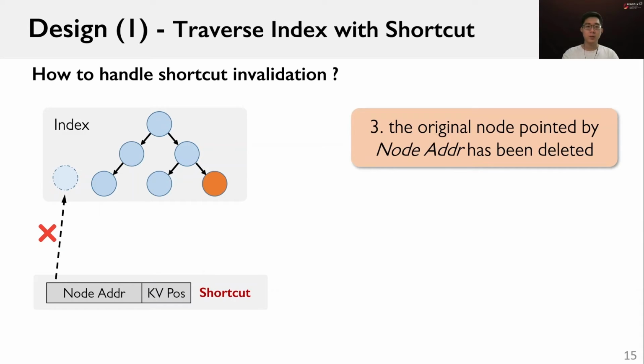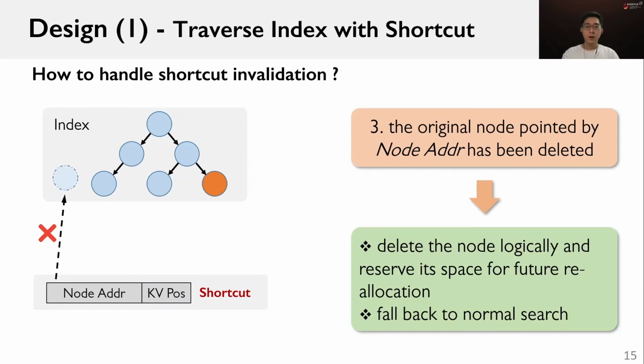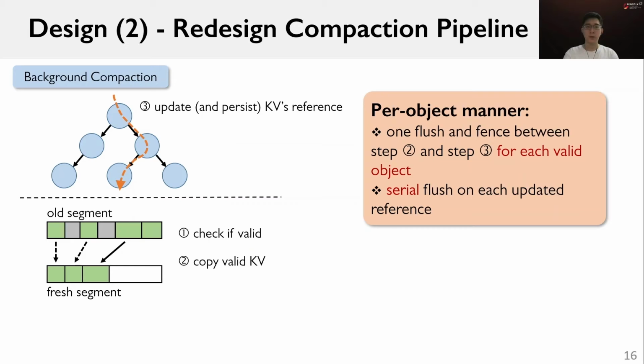The third situation is that the original node pointed to by the node ADDR has been deleted. In this case, the improper access is dangerous. To prevent this situation, Pacman will not delete the index node physically, but logically, such as marking the node as deleted in its header. Then, the space of the deleted node is reserved for future allocation. The cleaner will fall back to the normal search operation to find the reference. Since delete operations are not very frequent in real-world production workloads, Pacman will not reserve too many nodes.